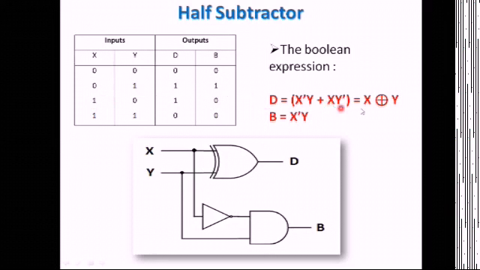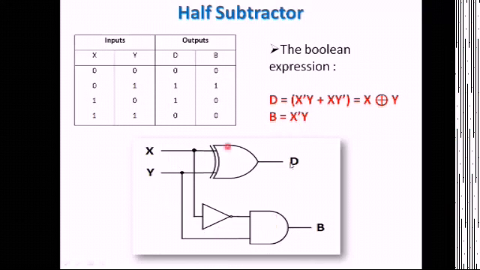So D is equal to X XOR Y. This is the Boolean expression of difference, and B is equal to X bar Y. That is, here B is 1, it is X bar Y. So our Boolean expression is clear, where D is equal to X XOR Y and B is equal to X bar Y. So in the logic circuit, there will be one XOR gate, as there is X bar, there will be an inverter, and X bar dot Y, there will be an AND gate.